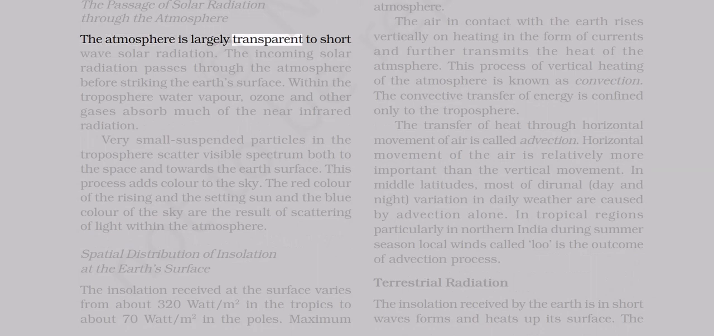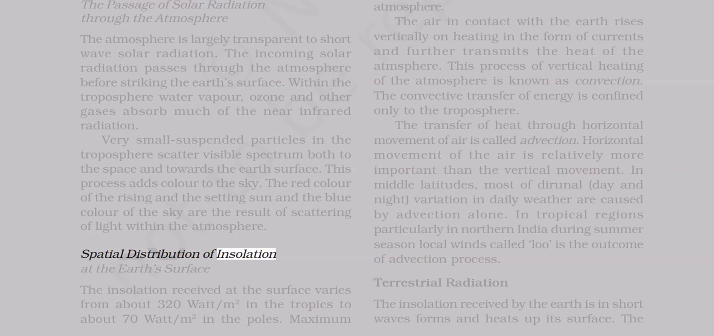The passage of solar radiation through the atmosphere. The atmosphere is largely transparent to short-wave solar radiation. The incoming solar radiation passes through the atmosphere before striking the Earth's surface. Within the troposphere, water vapor, ozone, and other gases absorb much of the near-infrared radiation. Very small suspended particles in the troposphere scatter visible spectrum both to the space and towards the Earth's surface. This process adds color to the sky. The red color of the rising and the setting sun and the blue color of the sky are the result of scattering of light within the atmosphere.